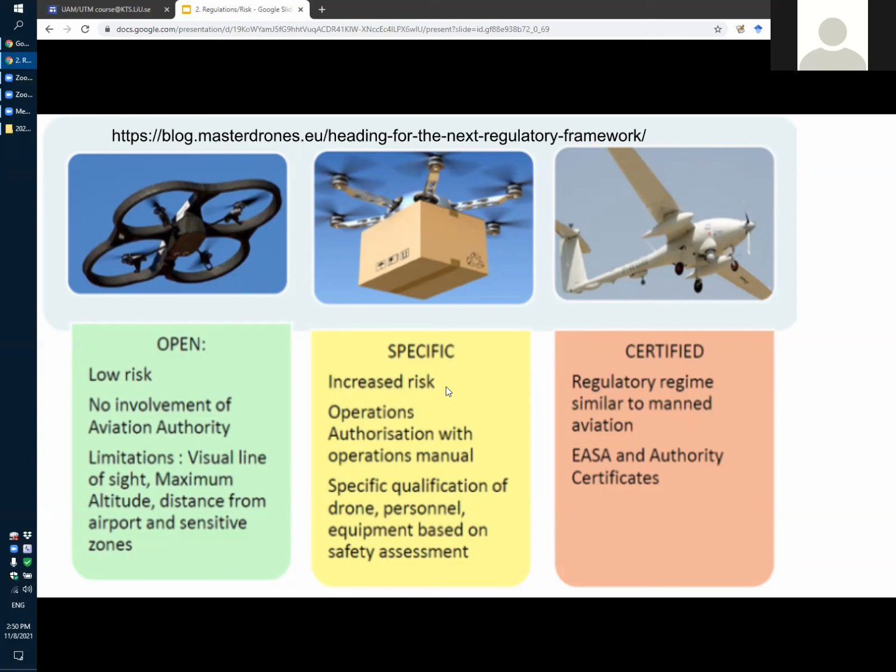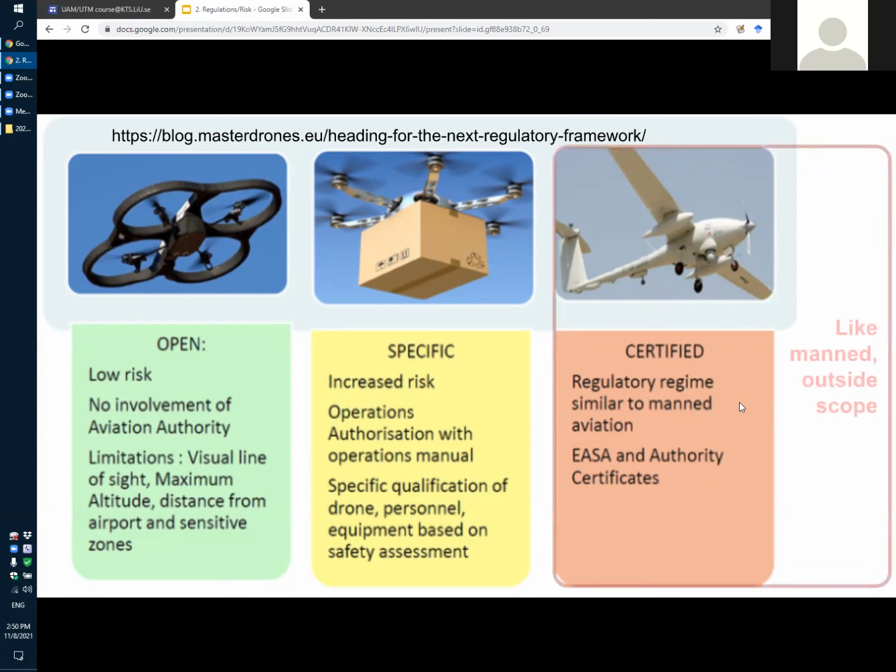Specific is higher risk. We look at the risk assessment, and certified, I mean, it's like a manned aircraft. It's completely outside the scope of this course. We don't look at the operations in certified category, even though the SORA, the specific operations risk assessment, which we will look at in the details, does have a clause which says it's particularly tailored to specific operations, but it can also be used outside of specific.